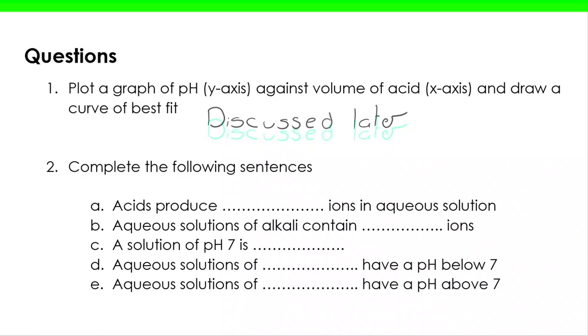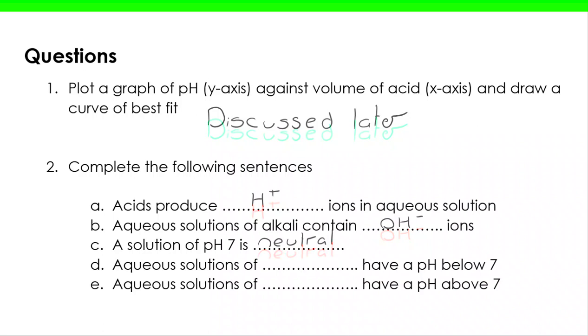But let's look at these questions below that again help to reinforce some of the key points that you are going to have to remember. Acids will produce H+ ions in aqueous solution, whereas aqueous solutions of alkali contain OH- ions. But if a solution has a pH of 7, we would say it's not acidic, it's not alkali, we say that it's neutral.